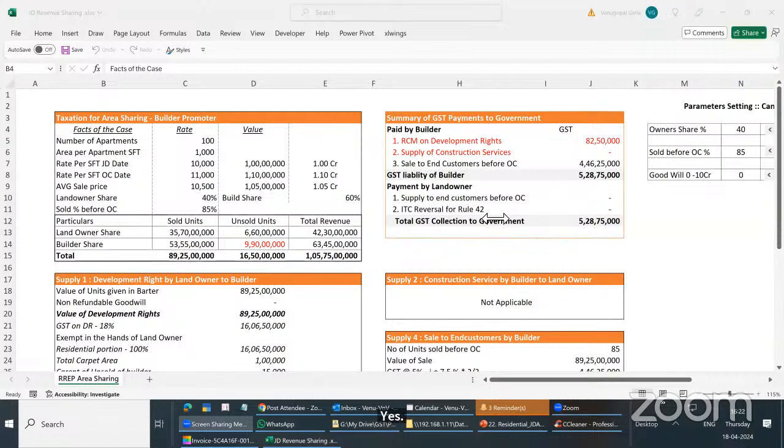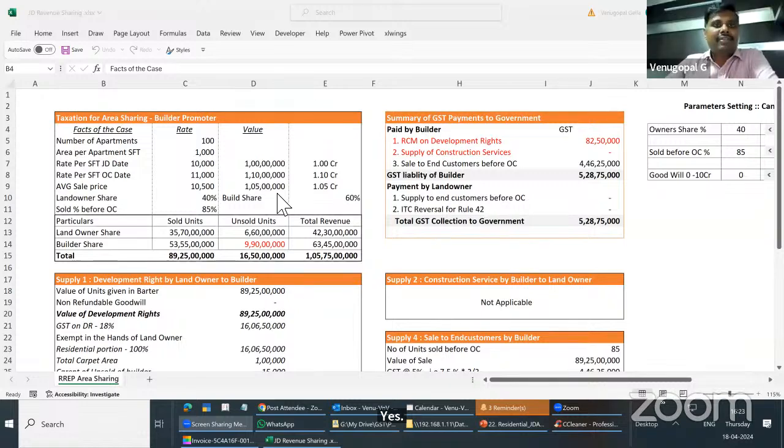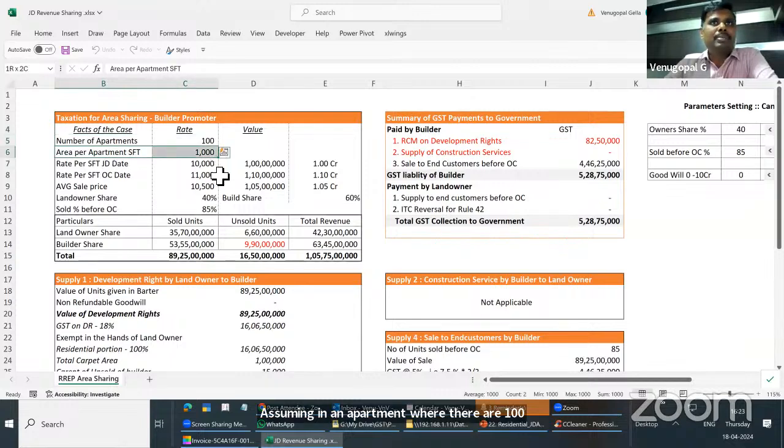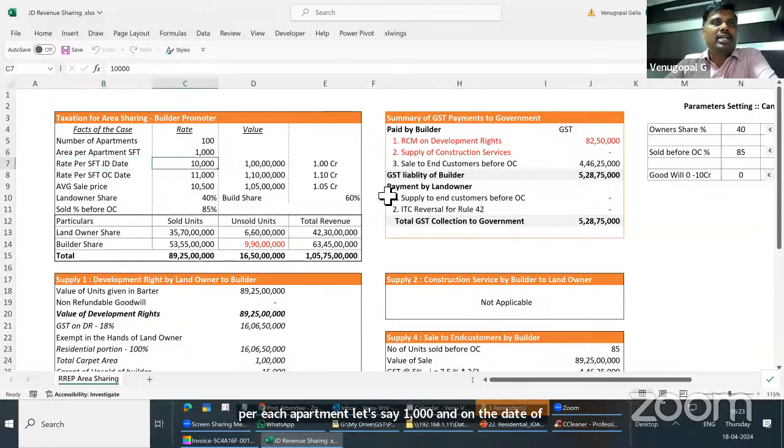All right. Okay. So again, the facts of the case, we kept it same. I'll repeat it. Assuming in an apartment where there are 100 units, area per each apartment, let's say 1000 SFT, and on the date of JD, joint development, we have assumed units are sold at the rate of 10,000 per square feet. That means each unit would have got sold for 1 crore.